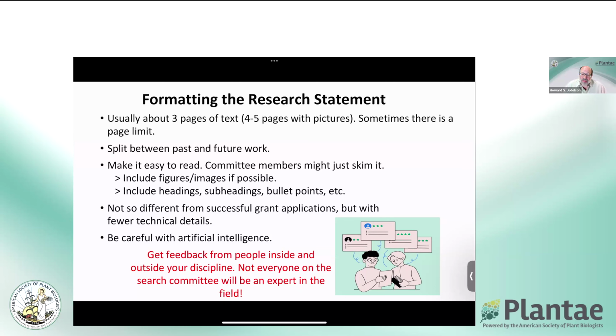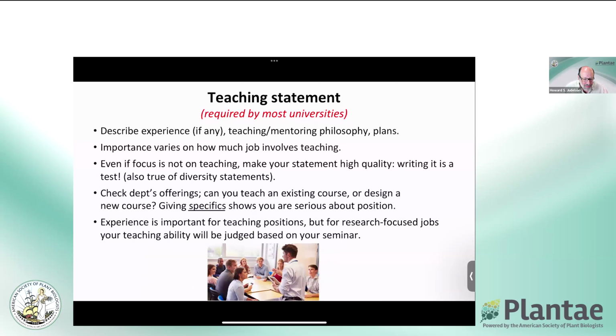And outside your specific discipline, which could mean outside your specific lab, is important because the search committee is going to be made of diverse people. It's unlikely that even more than one or two will be working in your specific field. So you want it to be understandable from a diversity of scientists. Okay, next slide.